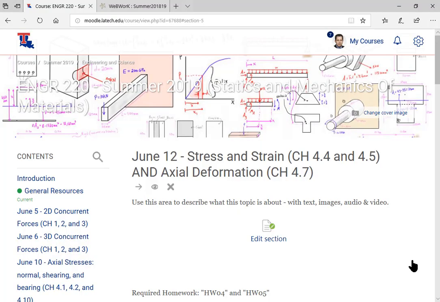Okay, today we're going to combine the idea of what we've been doing with stress, the axial stress, and this new thing called strain. So we'll talk about that.